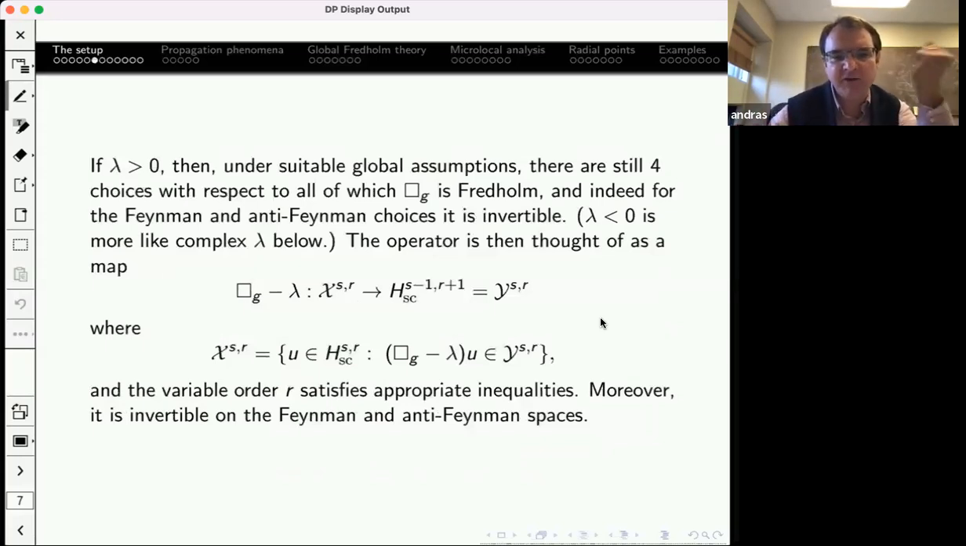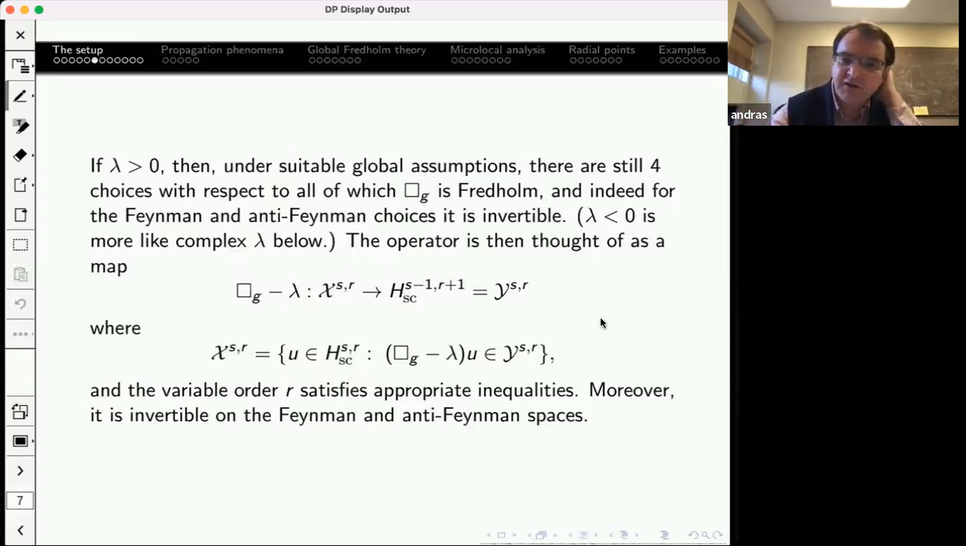And so what will happen is, if you now think of box minus lambda, then under suitable global assumptions, for instance non-trapping, there are still four choices with respect to which this box is Fredholm. Fredholm means basically invertible up to finite rank obstruction. So closed range, finite codimension, and finite dimensional kernel. And in fact, the Feynman and anti-Feynman choices are always invertible. So positive lambda with my signs is positive squared mass. Negative lambda is negative squared mass in the Klein-Gordon normalization. And in a moment, I will also do lambda complex.